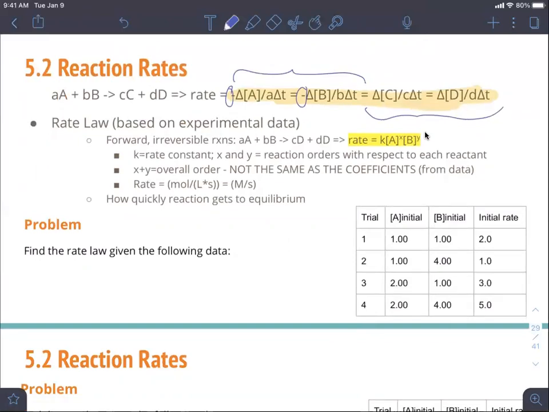Okay, so here's a problem. Find the rate law given the following data. I'll give a really short amount of time since I haven't gone over this. It's actually a pretty involved process to find the rate law, but it is important to know how to do this. So we'll go over it together. But firstly, I'll give a few seconds to people who do know how to do this, just as some extra practice.